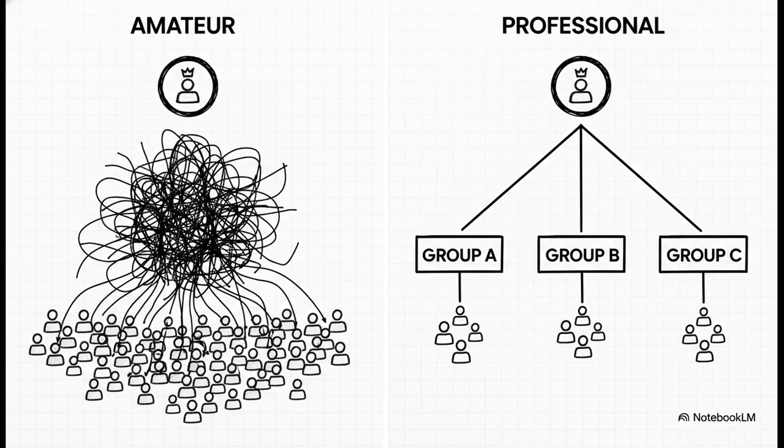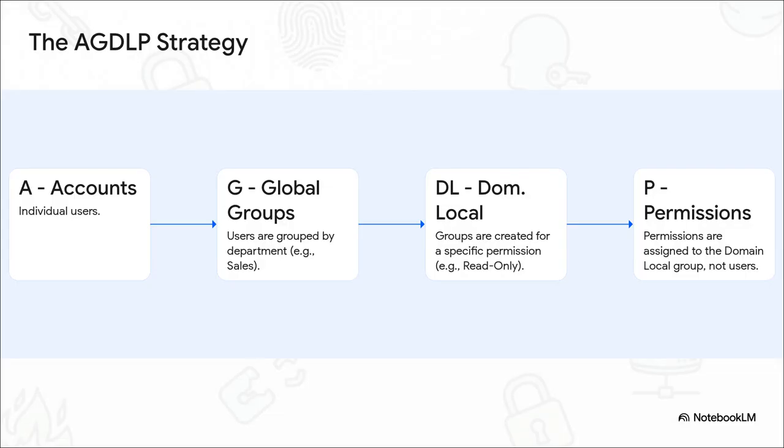And this is that blueprint. See, the pros have a secret. They don't manage individuals, they manage groups. And they do it using a strategy with a funny name, AGDLP. This elegant, scalable master plan is really what separates the amateurs from the pros. Let's break down what that acronym means.